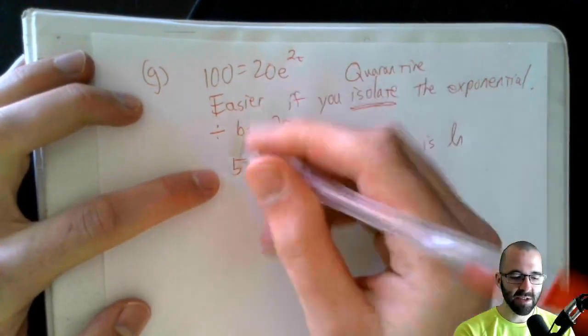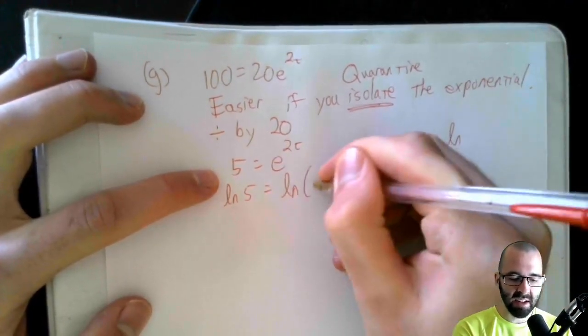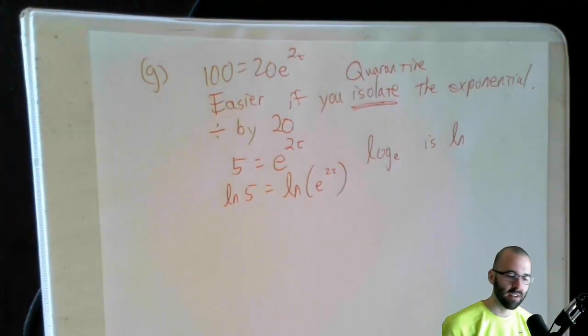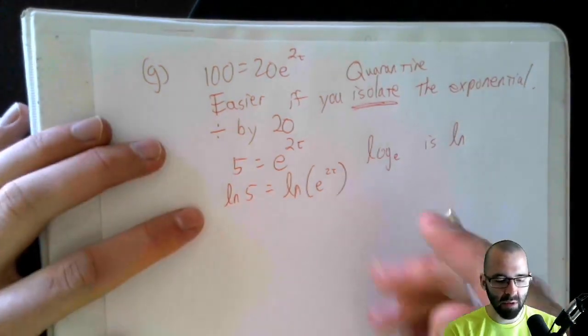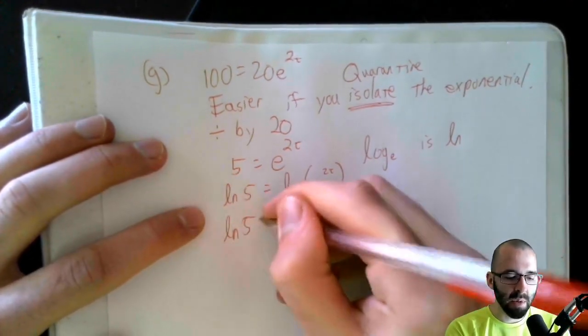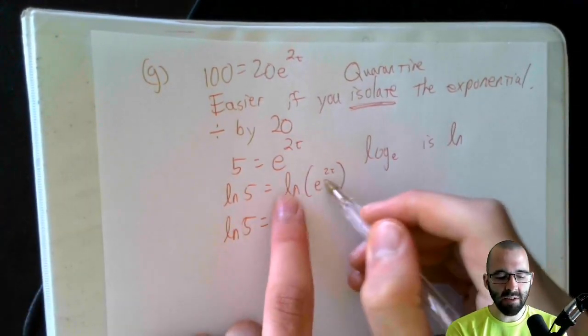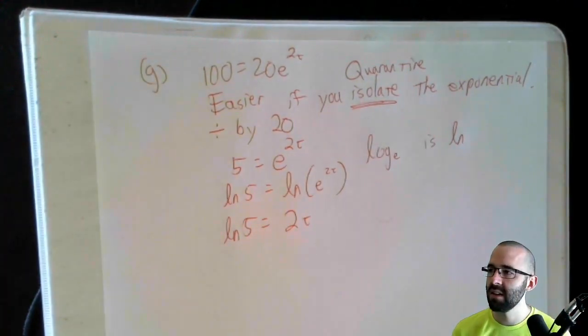So let's take the natural log of both sides. So we get ln 5 equals ln of e to the 2t. And we'll be good to go. The natural log of 5, that's just a number. We'll keep that as natural log 5 for a bit. But the right-hand side, log base e of e to something, these are inverse functions. They cancel each other out. The right-hand side is just 2t.